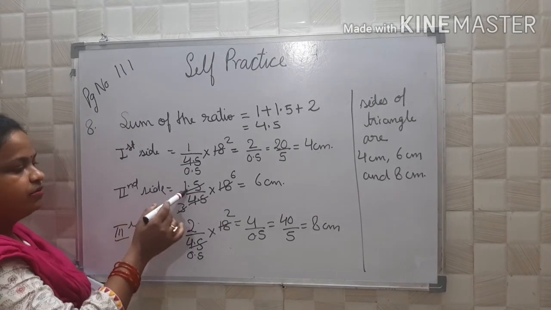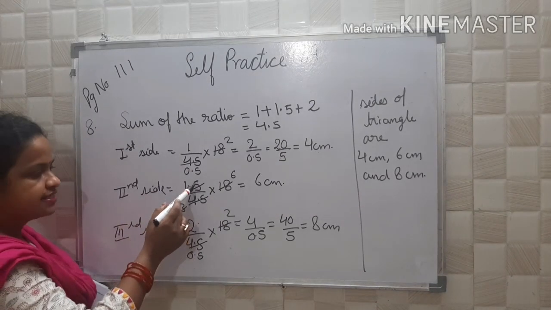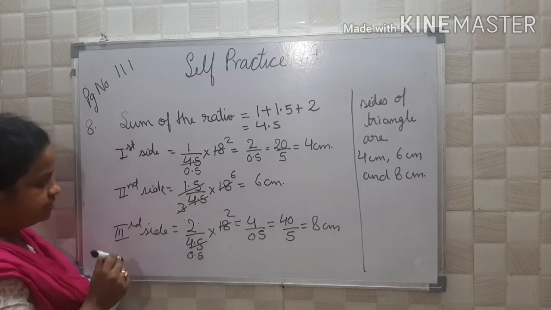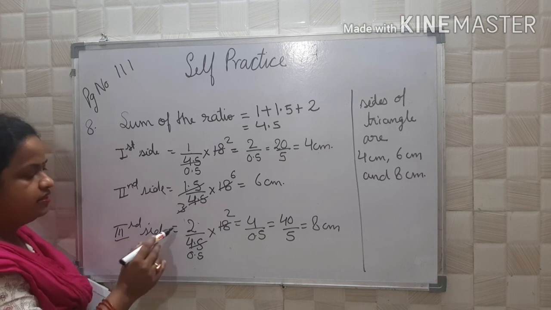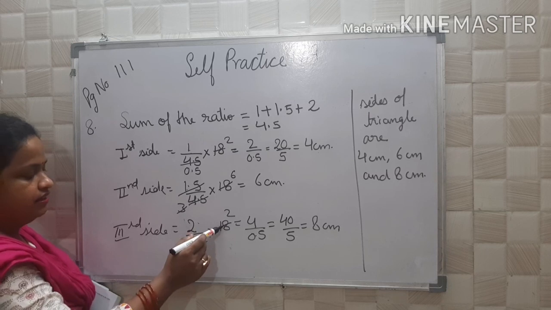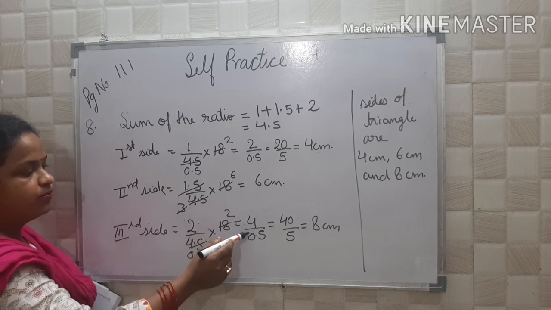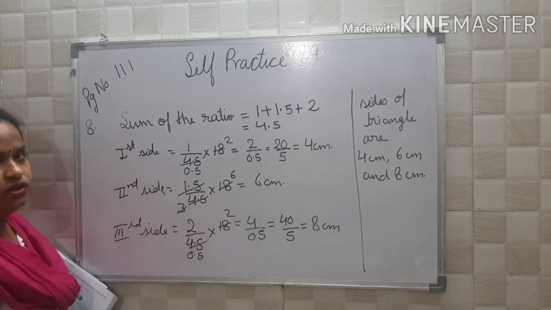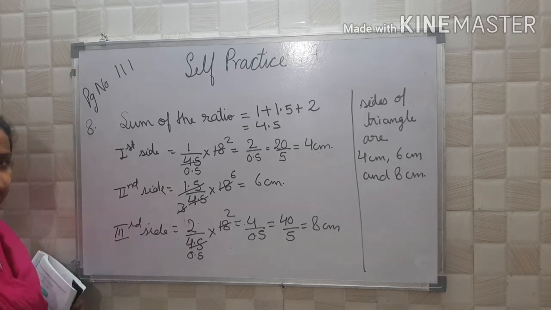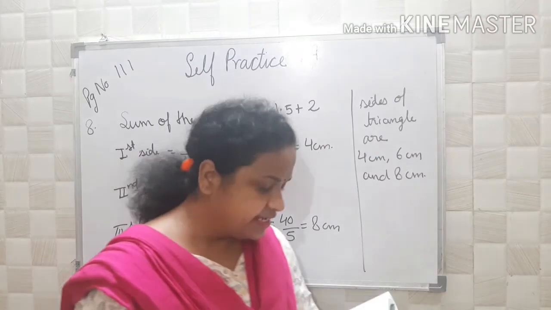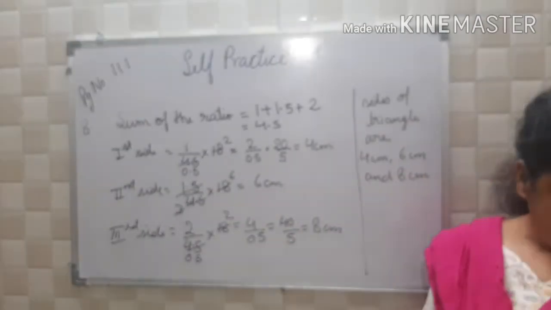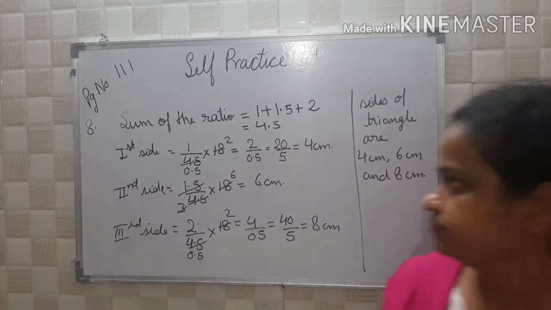Second side, 1.5 upon 4.5. So this can directly be cancelled by 3 and 3 6s are 18, 6 centimeter. And what will be the third side? 2 upon 4.5 into 18. So 0.5 and 9 2s are 18, 2 2s are 4 upon 0.5, which is equal to 40 upon 5 and is equal to 8 centimeter. Okay, this much is there. Is it clear? Now come to question number 9.